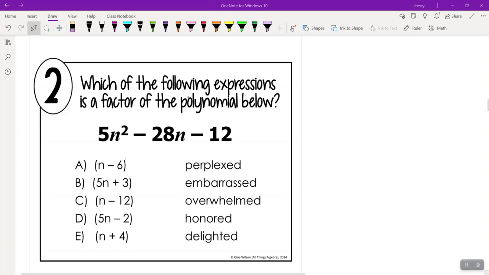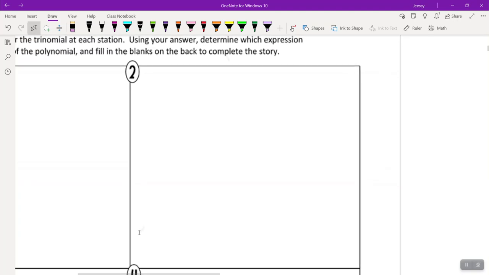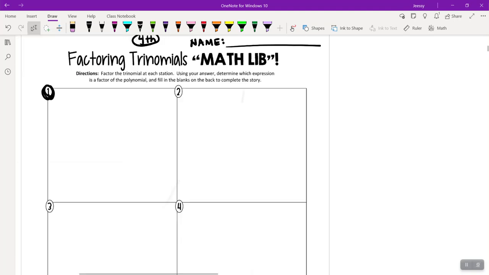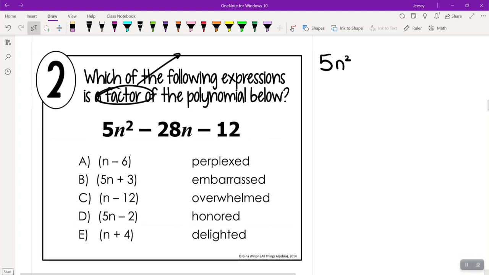Number 2. Number 2 says, which of the following expressions is a factor? Once again, this one is saying factor me. All right, so we have 5n squared minus 28n minus 12. Once again, you're writing this right here under number 2, okay? Now, sometimes if the numbers get a little bit larger, we're not sure if we have a GCF or not.